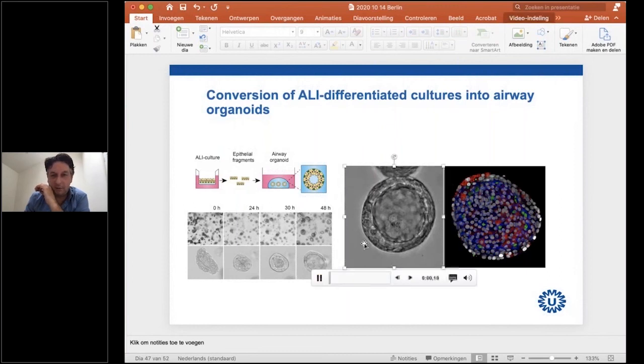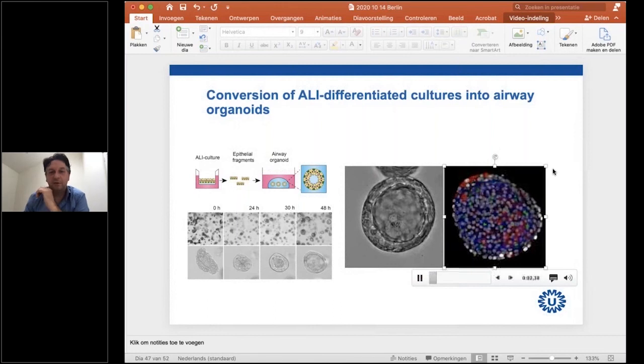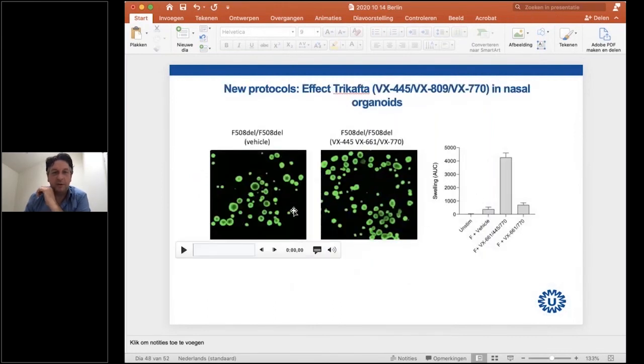So these airway organoids, you see they also have the ciliated cells on the inside. You can image them nicely with confocal microscopy. But we were really struggling to get a nice functional assay also with these airway organoids.